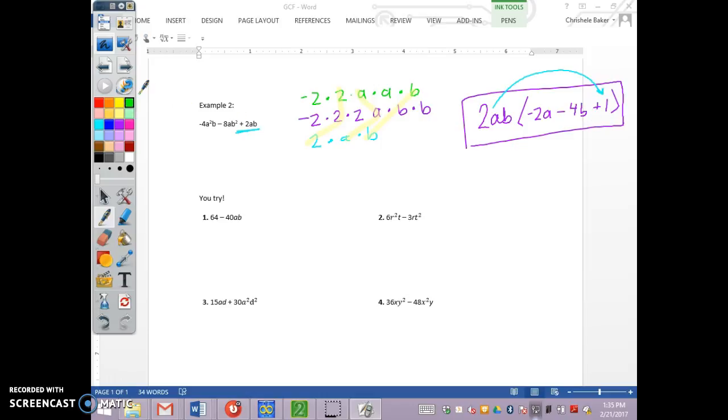An alternate form of this is you can actually factor out the negative as well. Instead of saying that this is 2ab, you could make this a negative and you could make that a negative. And those two negatives would multiply together to be a positive. So you really could take out a -2 instead, and all your signs would just change. So you could factor out a -2ab, and you would be left with +2a, +4b, and a -1. It's either way, it doesn't really matter.